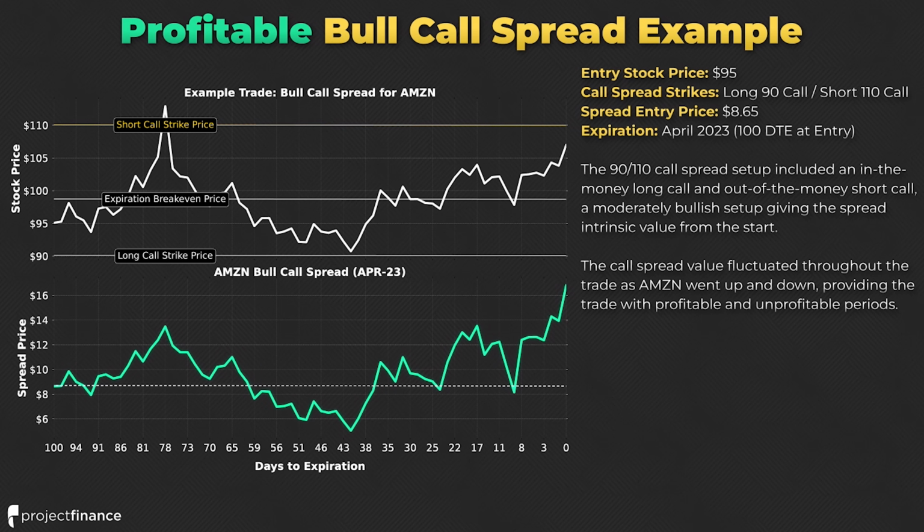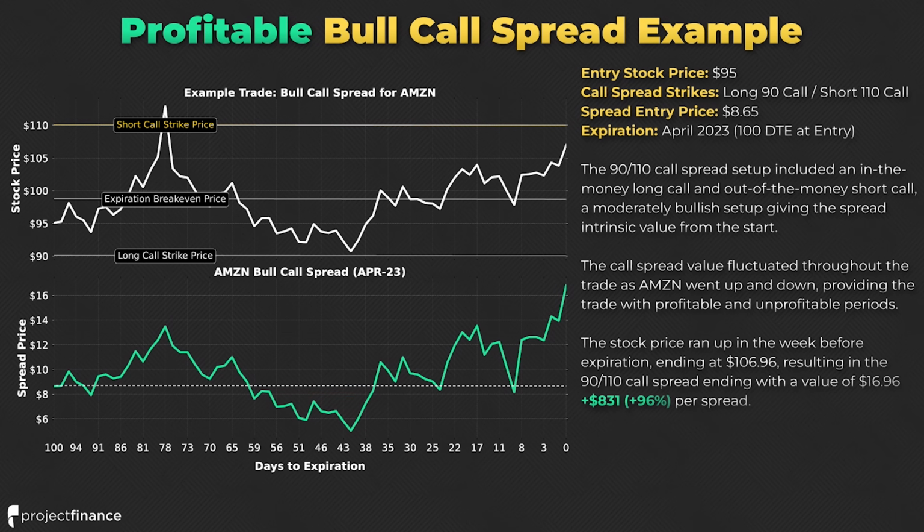As we can see on the bottom half of this graph, we are looking at the price of this call spread. And since the entry price of the spread was $8.65, anytime the spread price was above that number, the trade was profitable. And anytime the spread price fell below $8.65, which it did halfway through the trade here, this trade was unprofitable.